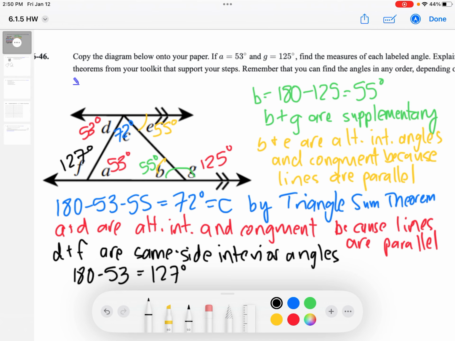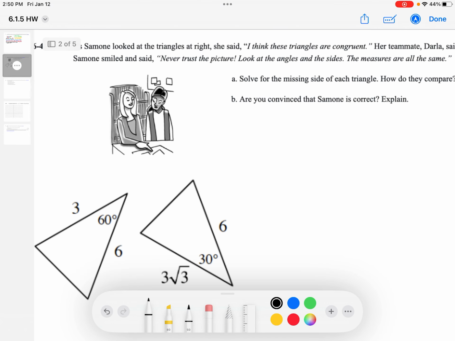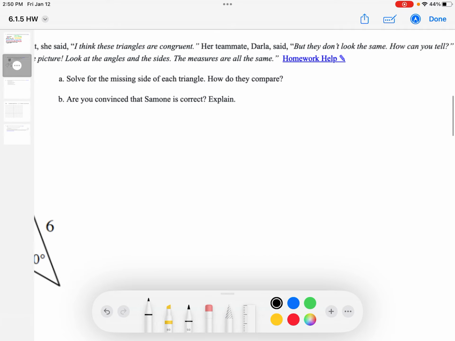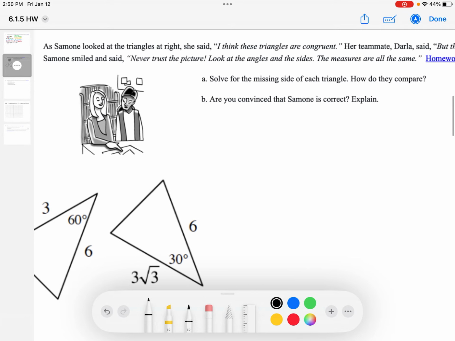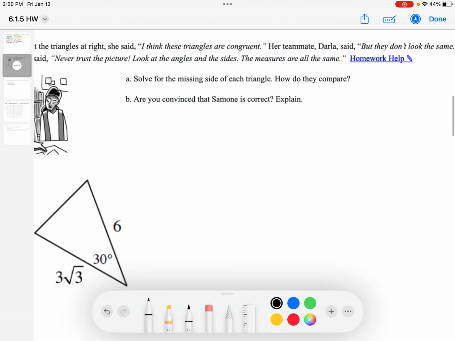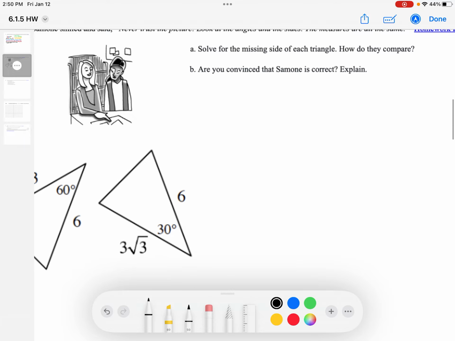All right. Problem 47: as Simone looked at the triangles below, she said, I think these triangles are congruent. Her teammate Darla said, but they don't look the same. How can you tell? Simone smiled and said, never trust the picture. Look at the angles and the sides. The measures are all the same. Solve for the missing side of each triangle.